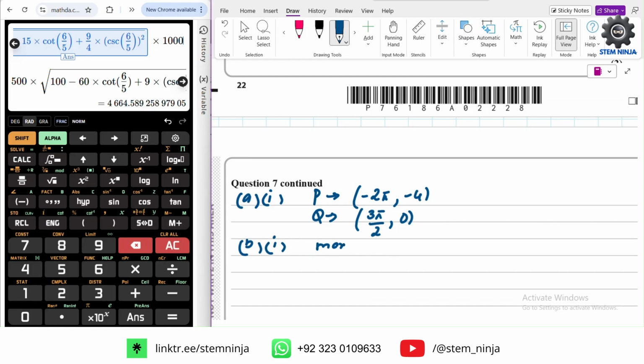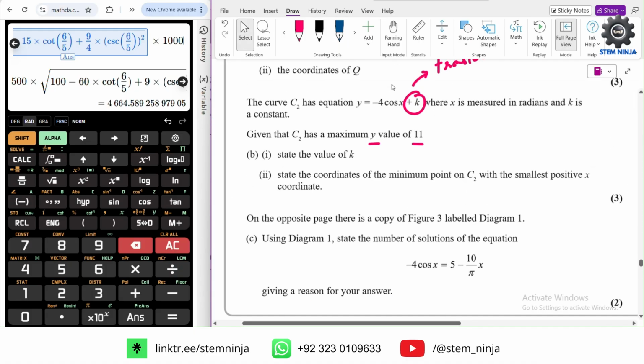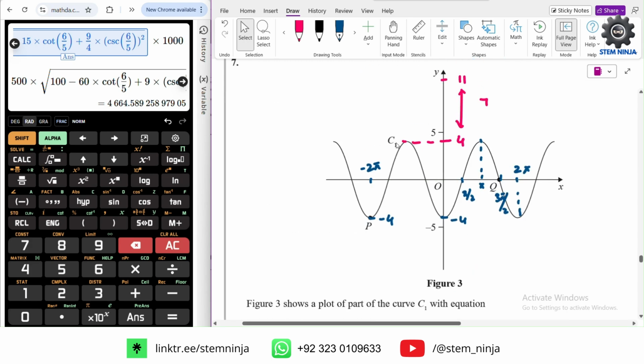So max value, translation, goes to 11 minus 4, 7. So therefore k is 7. State the coordinates of the minimum point on C2 with the smallest positive x coordinate. Okay, so it would be 11 minus 8, because peak to peak is 8 units.